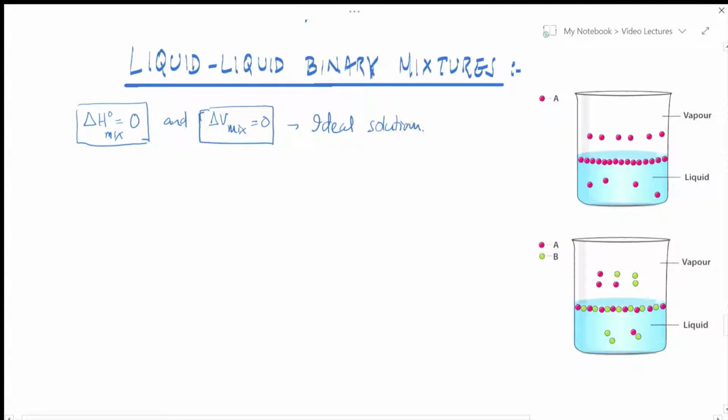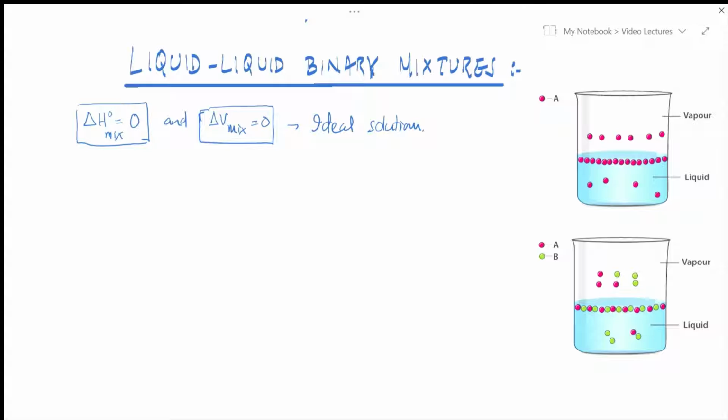Now, although we generally assume that volume change is zero, it may not always be so. If you mix two liquids of 10 ml each, you do not always get a final volume of 20 ml. The final volume may be slightly less than or greater than 20 ml. But in an ideal scenario, or when you get an ideal solution, you have neither evolution nor absorption of heat, and there is no change in volume upon mixing those two liquids together.